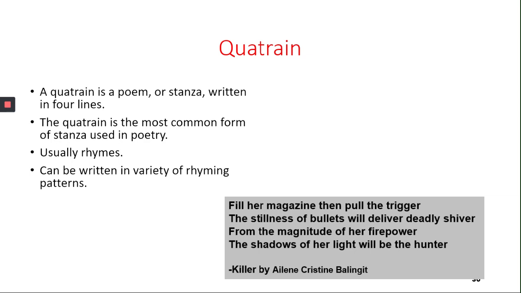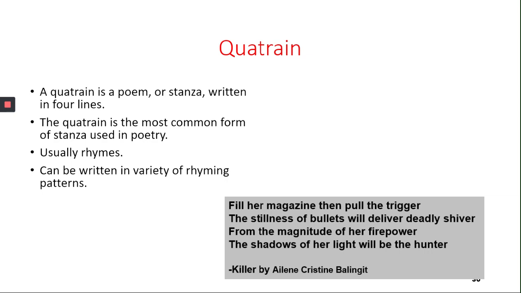Quatrain. Quatrain, from the word itself, it's quattro. A quatrain is a poem or stanza written in 4 lines. The quatrain is the most common form of stanza used in poetry. It usually rhymes, and again, it doesn't necessarily have to have rhymes. It just usually has rhymes. Get it? It can be written in a variety of rhyming patterns.